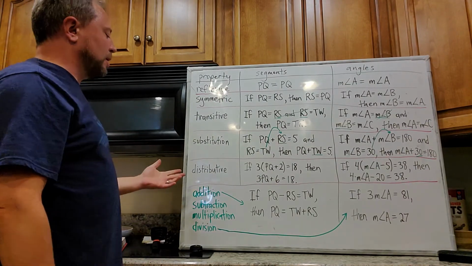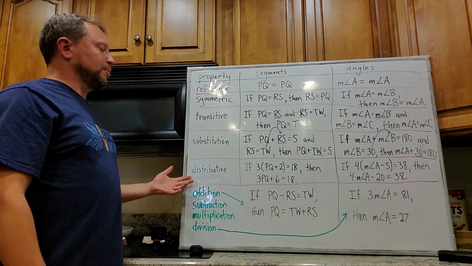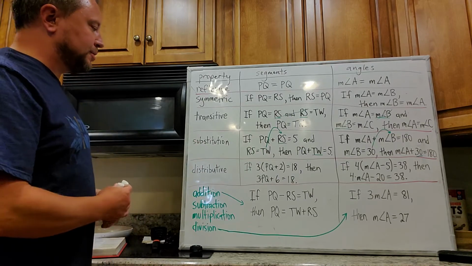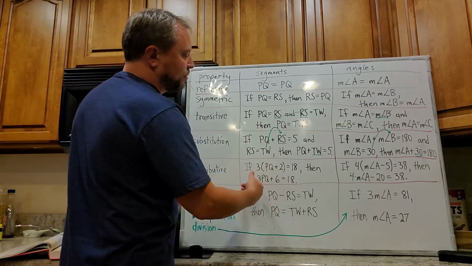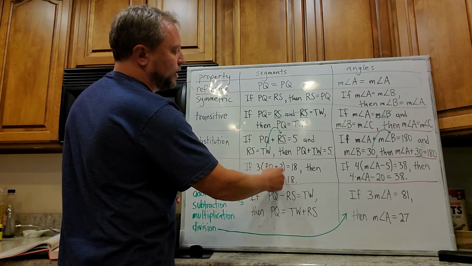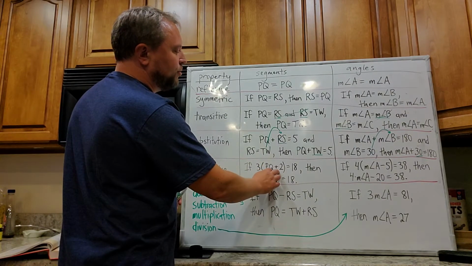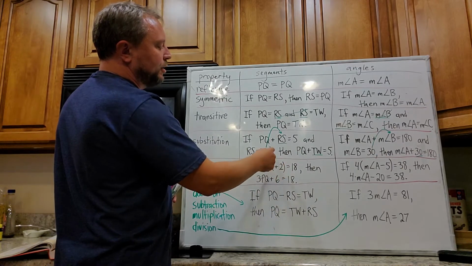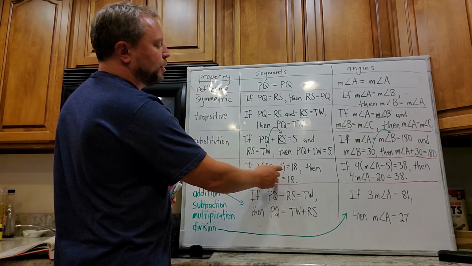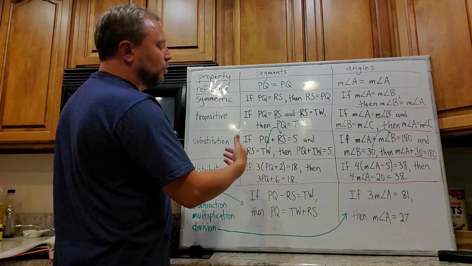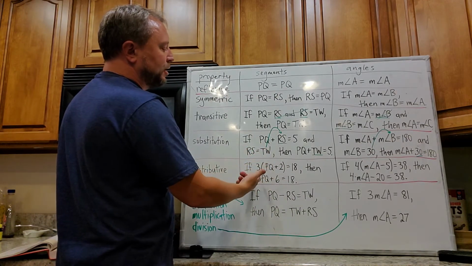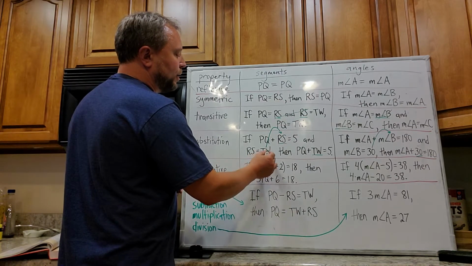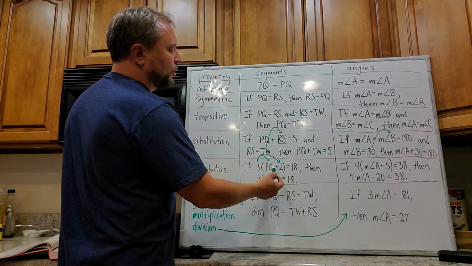All right, now the next property was the distributive property. If you've done any algebra, then you know what the distributive property is. Here's an example for segments. If 3 times the quantity PQ plus 2 equals 18. If you have parentheses like this with an unknown value inside, then one of the only ways to get rid of the parentheses is to distribute. To take this 3 on the outside and multiply it times each term inside.